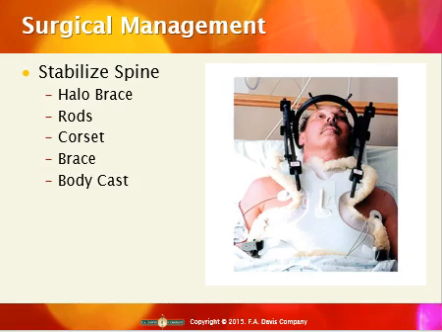Here's a type of surgical management. This is an example of the halo brace. The goal is to stabilize bony elements of the spine and relieve pressure on the spinal cord. It may or may not improve function. Rods may be used to stabilize the lumbar and thoracic injuries. These patients may also wear a corset, a rigid brace, or a body cast.